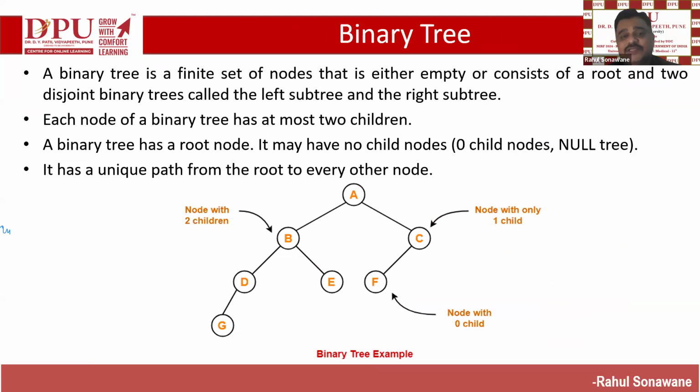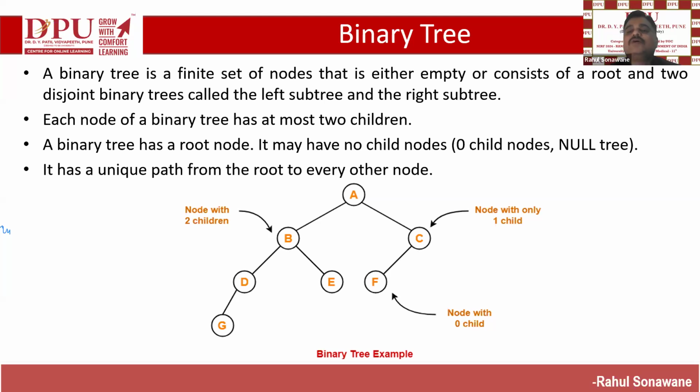Now, as the name suggests, binary means a node can have at most 2 children. Every node will have at most 2 children. When we say at most 2 children, it means there may be 0 children, there can be 1 child, but there will be at most 2 children only. So a binary tree is a finite set of nodes that is either empty or consists of a root and 2 disjoint binary trees called the left subtree and right subtree.